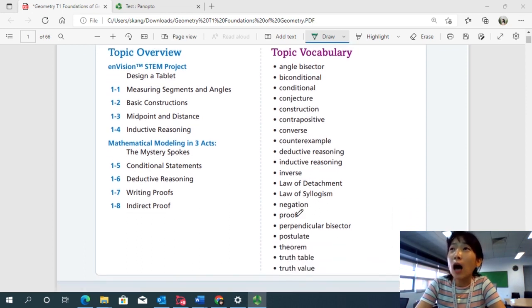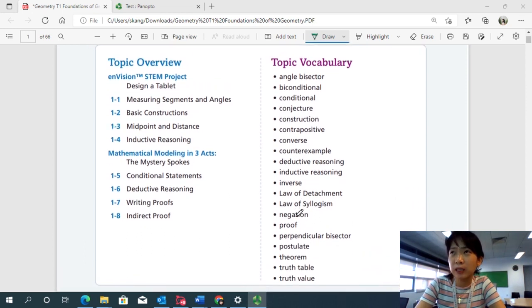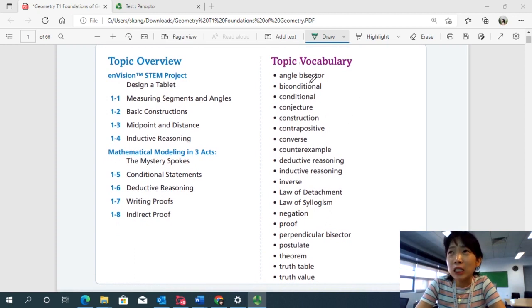So there are a lot of topic vocabularies. Starting with angle bisector, biconditional, conditional, conjecture, construction, contrapositive, converse, counterexample, deductive reasoning, inductive reasoning, inverse, law of detachment, law of syllogism, negation, proof, perpendicular bisector, postulate, theorem, truth table, and truth value. We have a lot. So it'll be a good idea to have a graphic organizer for you to organize all these vocabularies as we learn one by one.